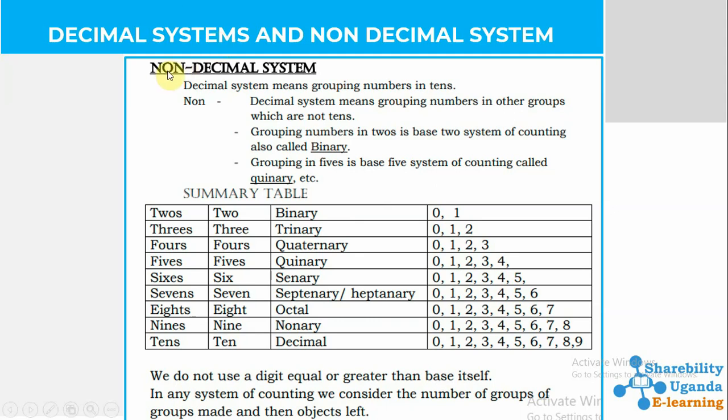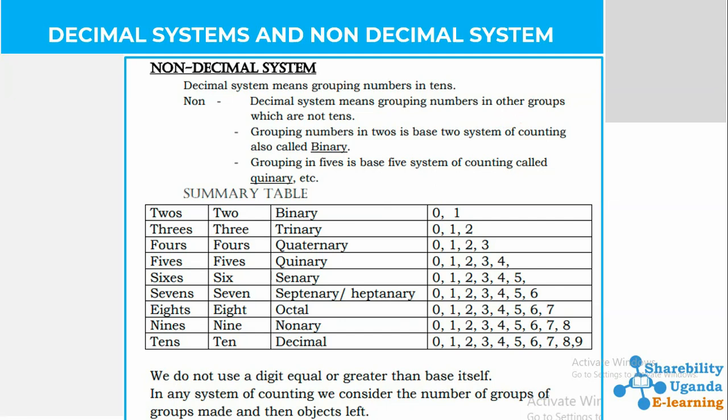So when you look here, we have non-decimal systems. Before we look at non-decimal systems, let's look at decimal systems. What are they? Decimal systems means grouping numbers in tens. So if we have a bunch of ones, we group them in tens. That's what we are going to be doing. Non-decimal systems mean grouping numbers in other groups which are not tens. We can still group these numbers, but not in tens.